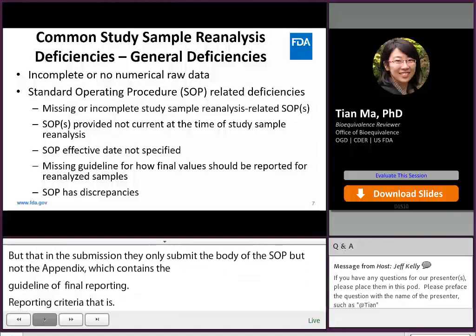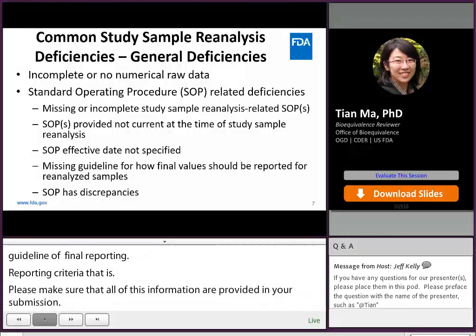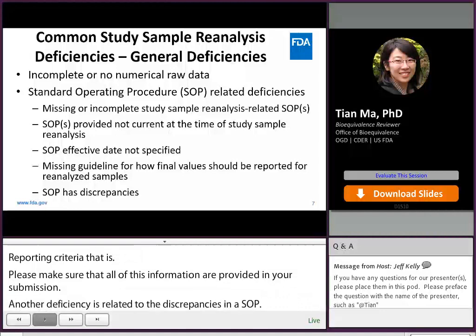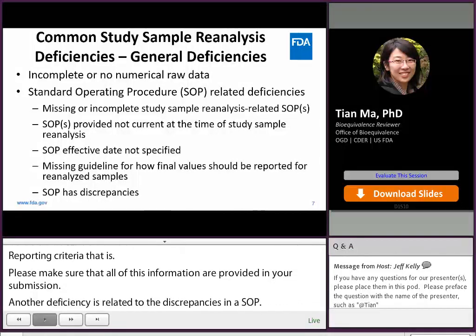Another deficiency is related to the discrepancies in SOP. For example, the applicant may state in one part of the SOP saying that under this situation, the study sample should be reanalyzed, but then in another part of the SOP, they may state that under the same situation, the sample should be reinjected. So this may create confusion to the reviewer regarding how the sample should be handled, and this may lead to deficiency.